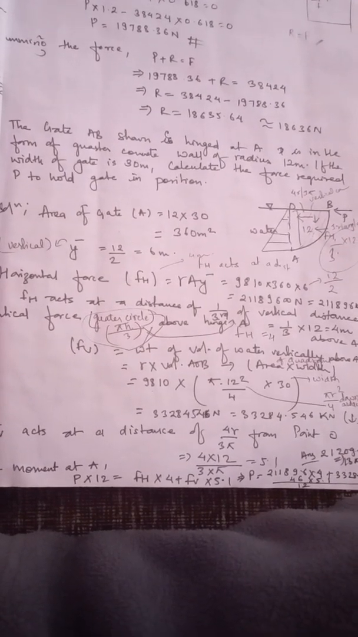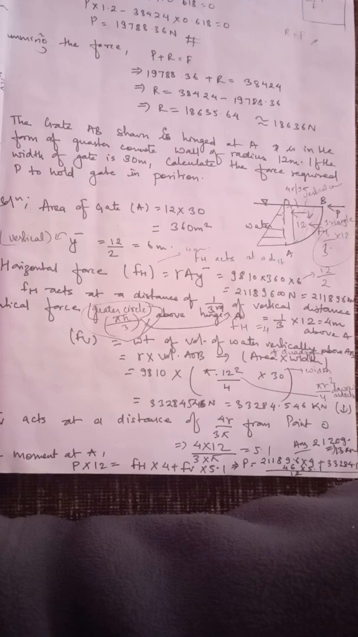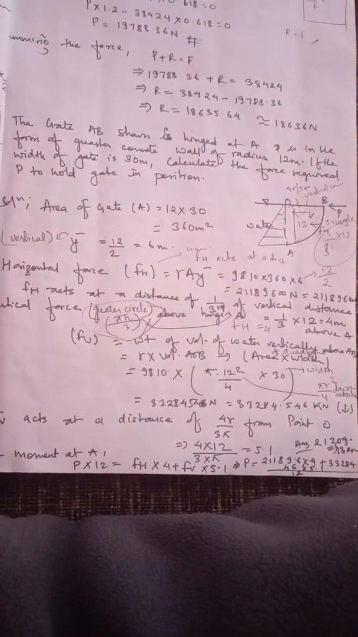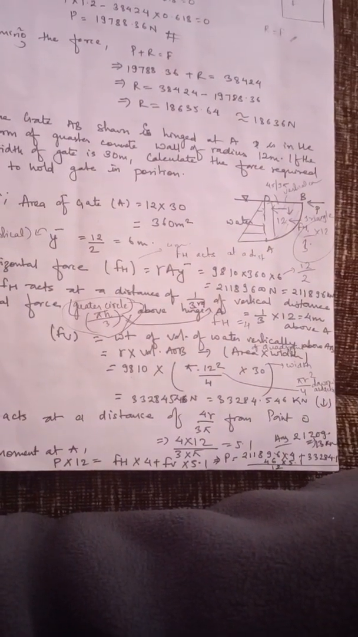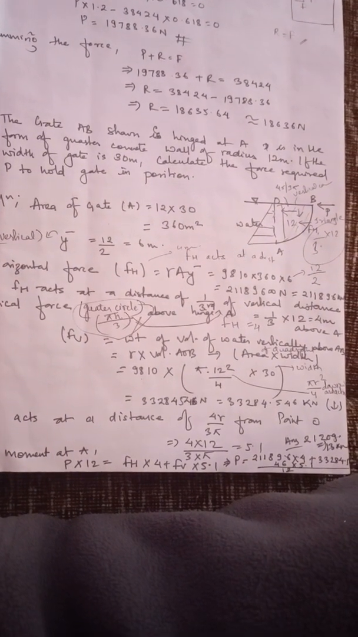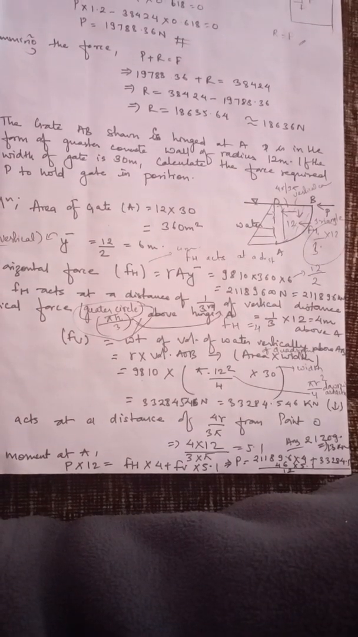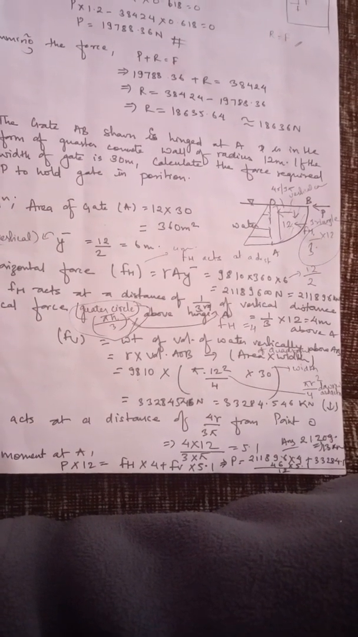Okay. So how and where does FV act? FV acts at a distance of R by 3 pi from point O. So substitute the value of R and 3 pi. What do you get? You get the answer. Again taking the last moment, P into 12 is equal to FH into 4 plus FV into 5. These are the horizontal and vertical forces. You substitute the values. You will get the answer. This was the gate numerical.